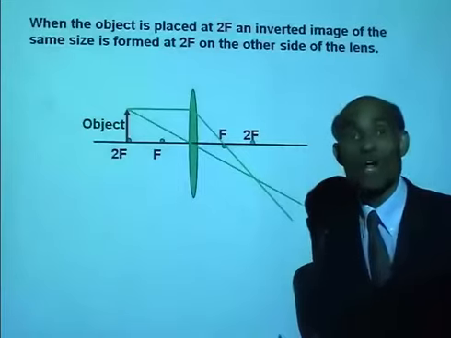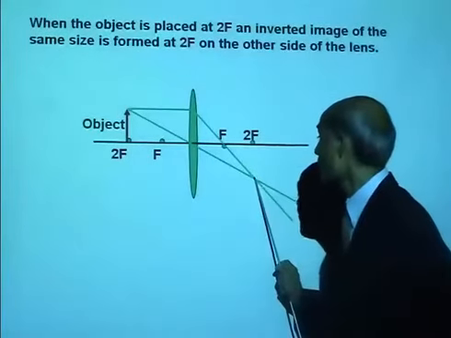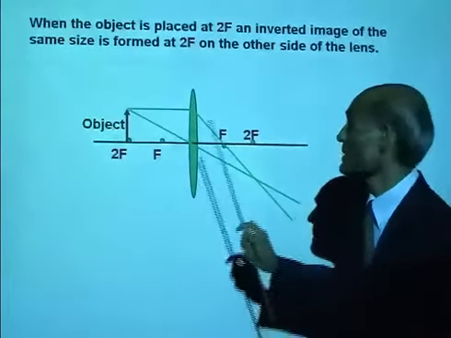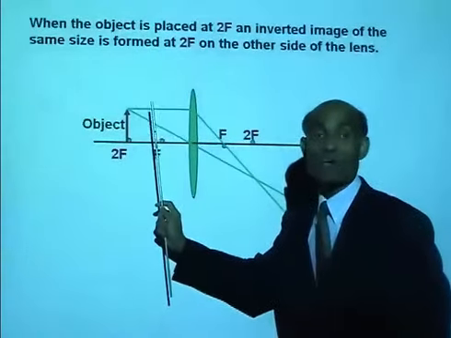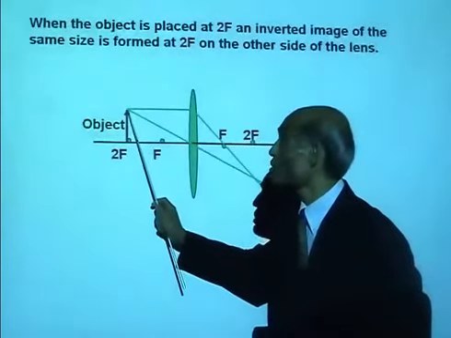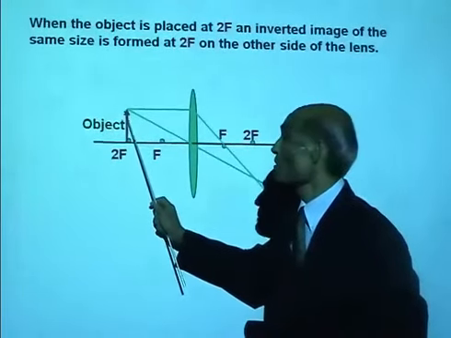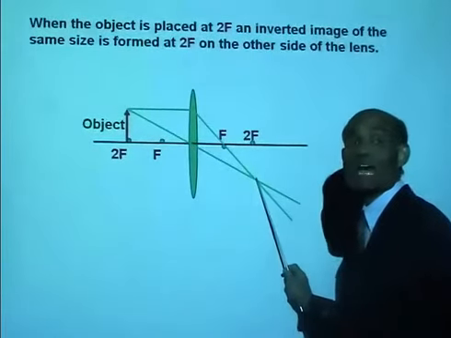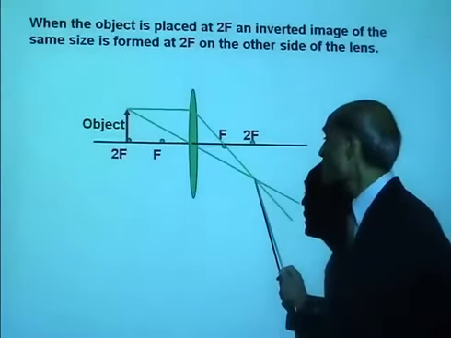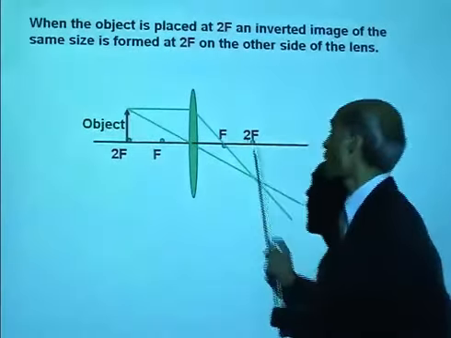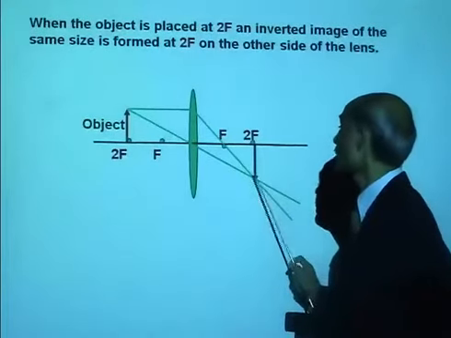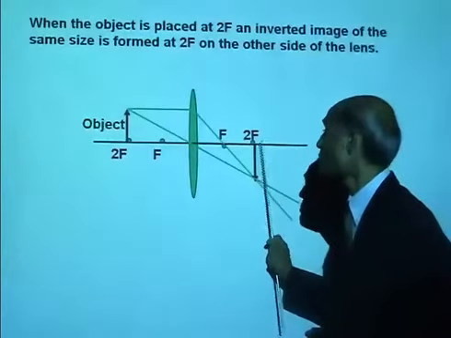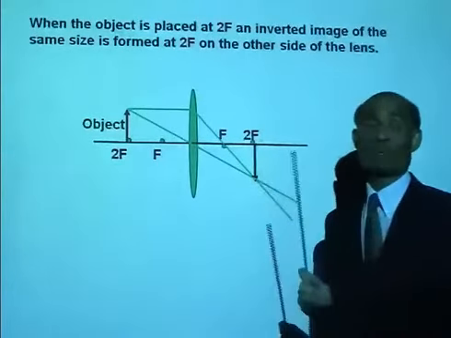Now, where is the image formed? The image is formed at a point where the refracted rays actually meet. Now, you must understand that we are only constructing the image of the top of the object. So, the top of the object looks, it is here. So, this position is the image of the top of the object. So, this is the image of the object. Where is it formed? It is formed at 2f on the other side of the lens.